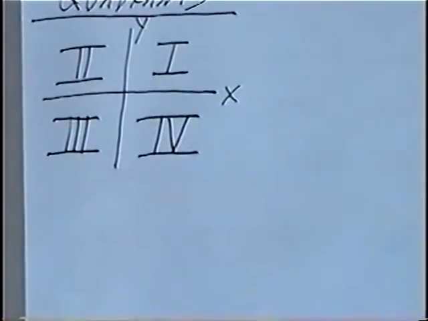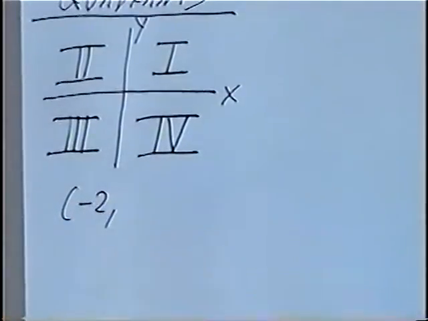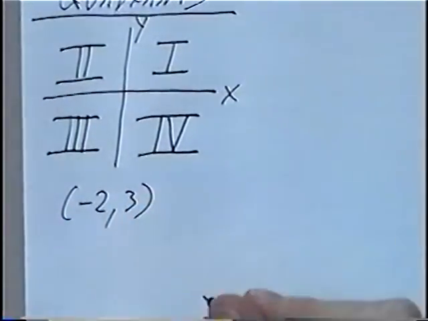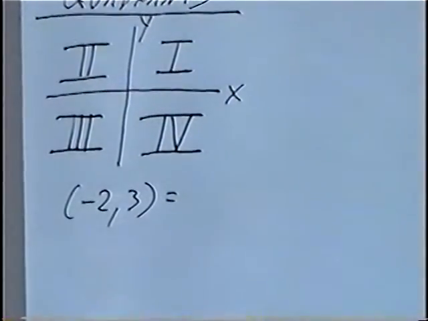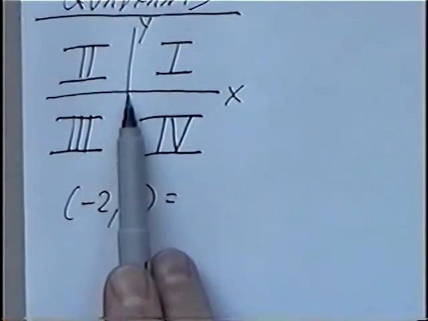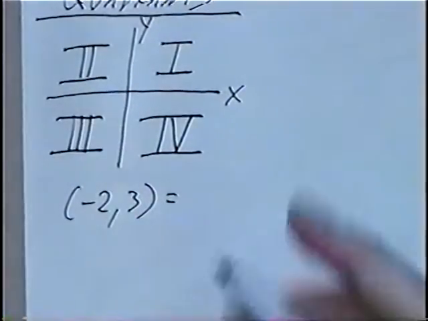For this section, we'll find out which quadrant each point is in. The first point, (-2, 3). If you think about the point (-2, 3), it is to the left on the x-axis, and it goes up, which will be in quadrant 2.